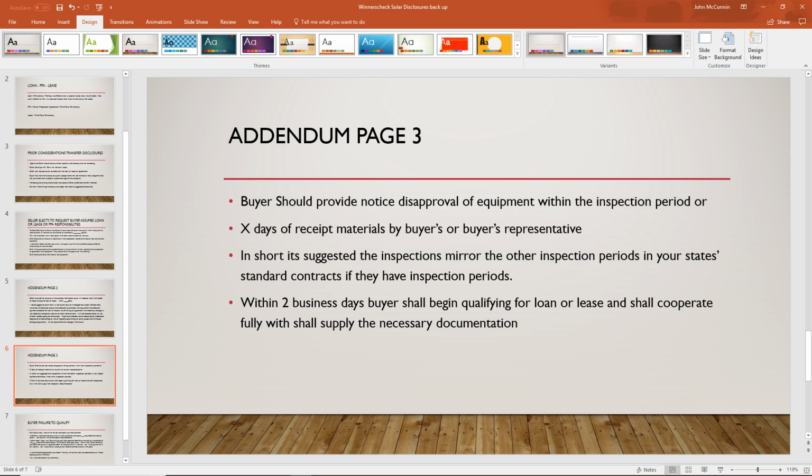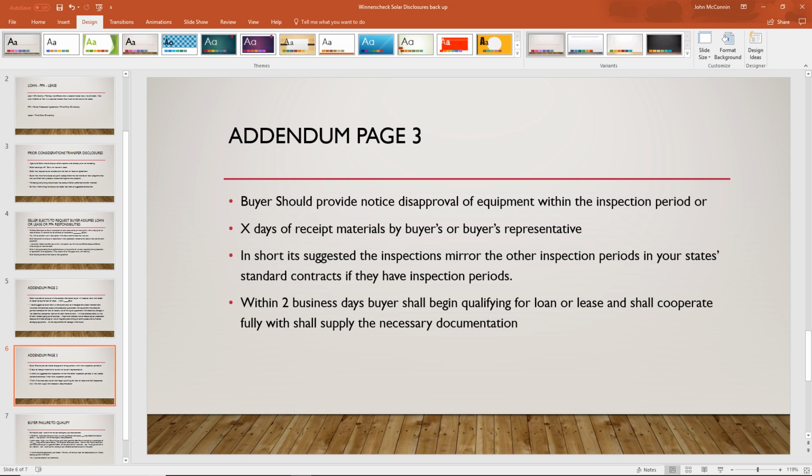Now, if you don't have inspection contingencies in your state, you might want to say that buyer will voice their disapproval and send a written notice within X days of the receipt of materials by buyer or buyer's representative. I think that's fairly straightforward, but if you have any questions, let me know. Again, though, if you're not in California, I can't really give you my legal opinion, I can give you my general contracts understanding, and that is you want to have all contingencies considered. In short, it suggests that the inspections mirror the other periods.